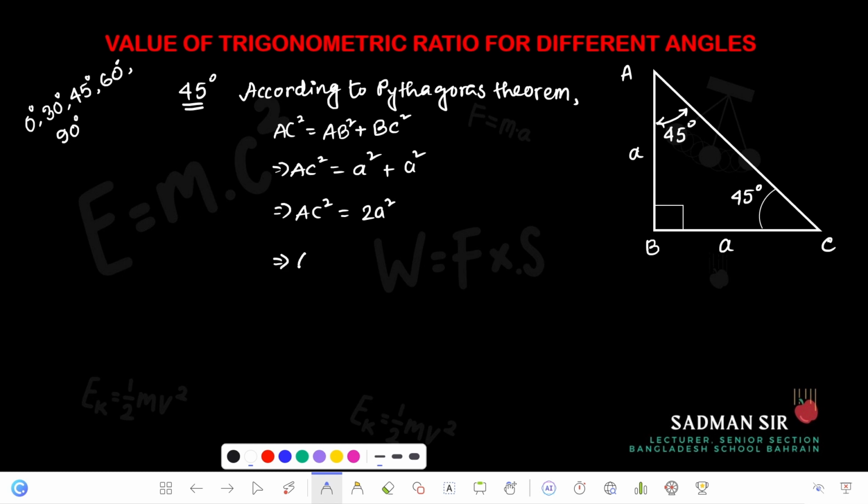Now AC equal to, what can we write? If the square is transferred to the other side, it will become root over. So root over 2A square. Now this root of 2A square can be written as root 2 into root A square, like root over can be written separately. Now AC equal to, see, root 2 will remain as it is, but here the square and the root over will cancel each other and it will become A. So we got the length of the hypotenuse as root 2 A.